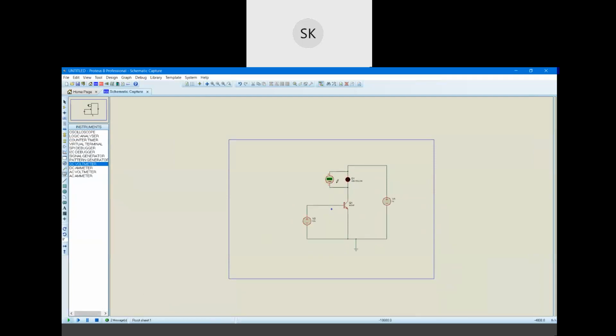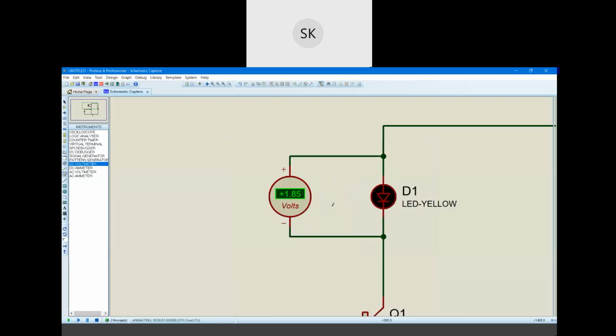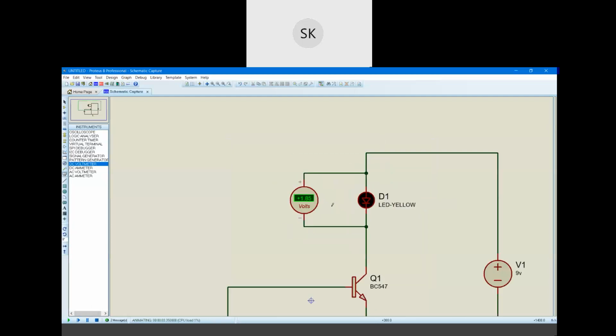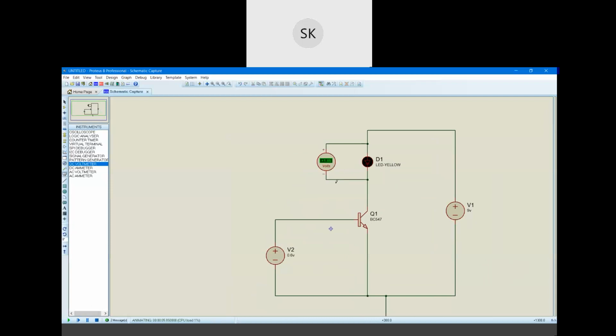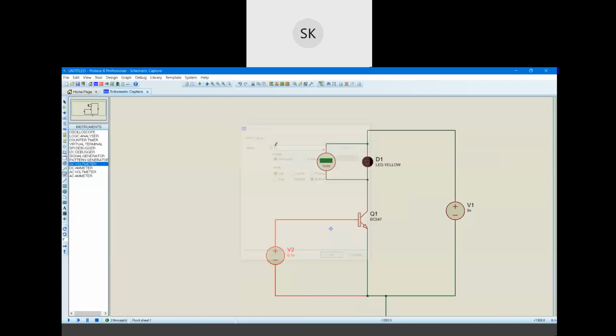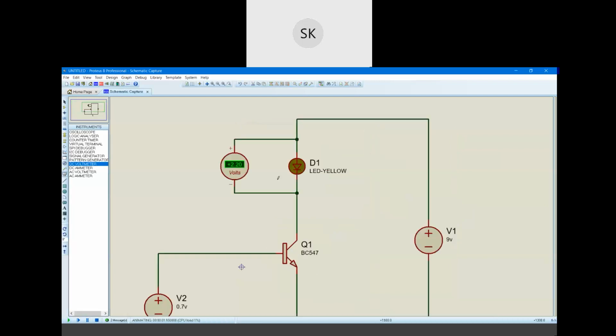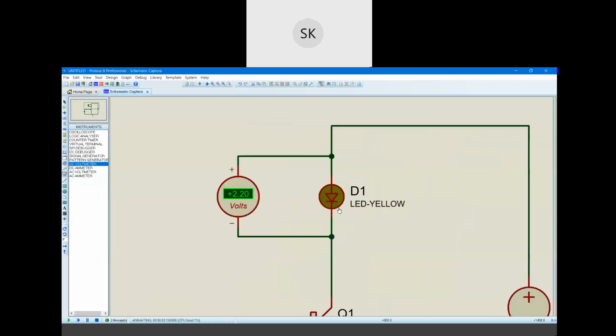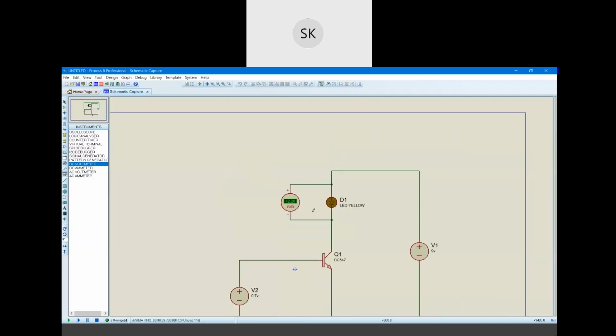Even though there is a certain voltage drop, still current is not flowing enough to turn on that LED, right? So we will increase it again, 0.6 to 0.7. Now you can see that the LED has just brightened. It has just started glowing, but it is still very low. Its intensity is very low even at 0.7 volt.